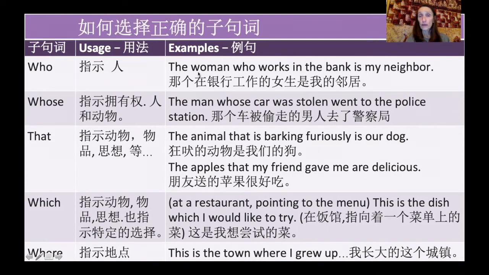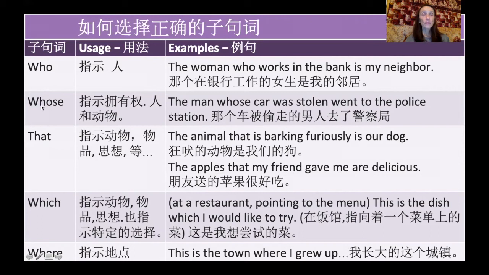So you write it this way, and this is what it looks like in English. The woman who works at the bank. This word here is kind of a clue that we have in English. There's a clause there. There's an idea. One idea is the woman is my neighbor, and the other idea is the woman works in the bank.